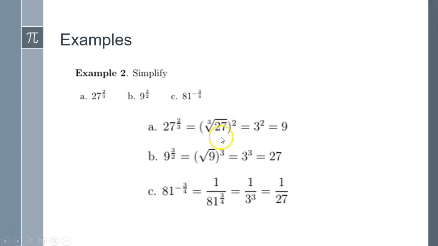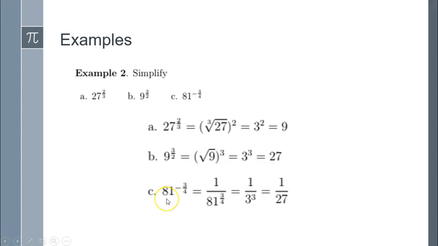So the cube root of 27 squared: the cube root of 27 is 3. 3 squared is 9. 9 to the 3/2. That means there's a 2 in the index, and that's the case where we don't write it. If there's a missing index, it's understood to be a 2. So you're being asked for the square root of 9, and then being asked to cube that. So that's 3 cubed, which is 27.